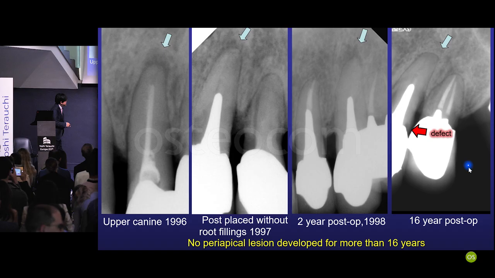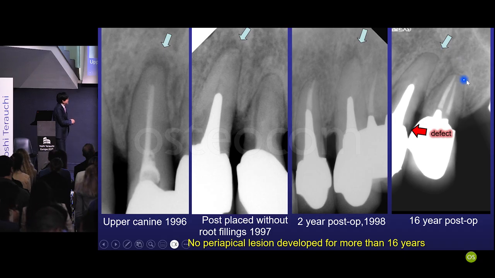And this is 16 years post-op. Actually, there's no more periapical radiolucency here. And of course, the patient was completely asymptomatic. No more pain, regardless of the absence of root fillings. But I used a microscope already, and I isolated the tooth with a rubber dam. So I did my best to remove the bacteria from the root.